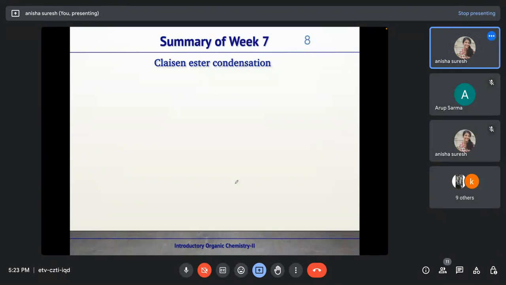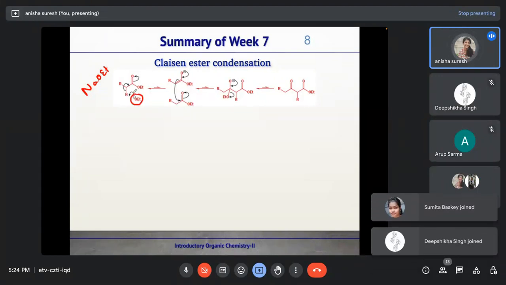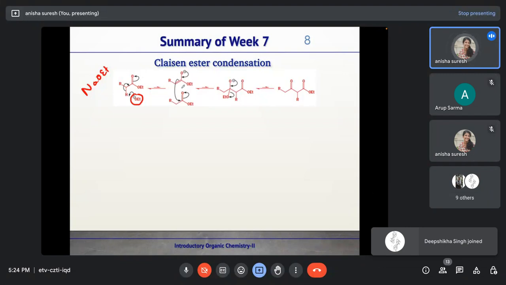Now coming to the acylation of carbon, there are several name reactions, similar to alkylation, where acylation of these enolates gives rise to several name reactions. One such reaction is the Claisen ester condensation. In the Claisen ester condensation, we have two ester molecules. The alpha proton of the ester will be abstracted by a base like NaOEt. So OEt minus will abstract the alpha proton, giving rise to this enolate.